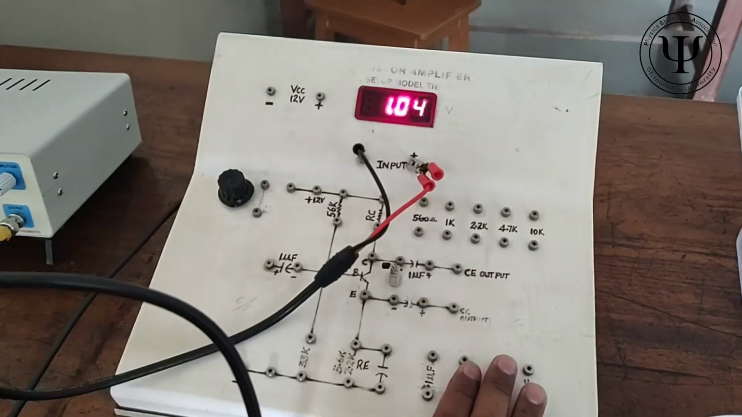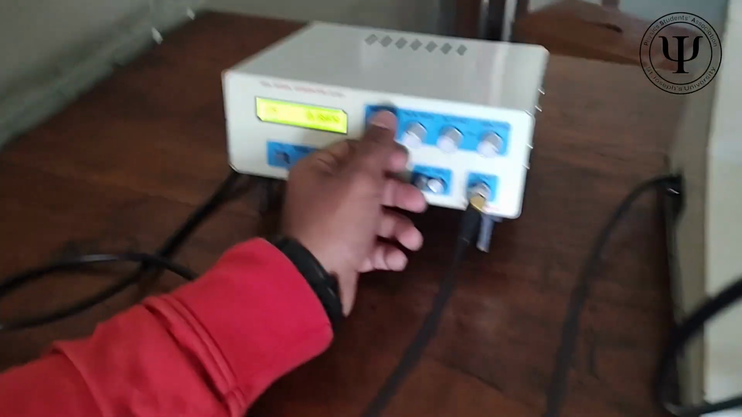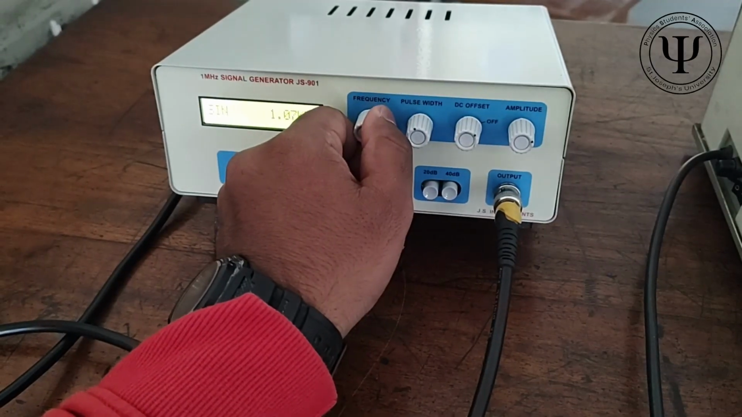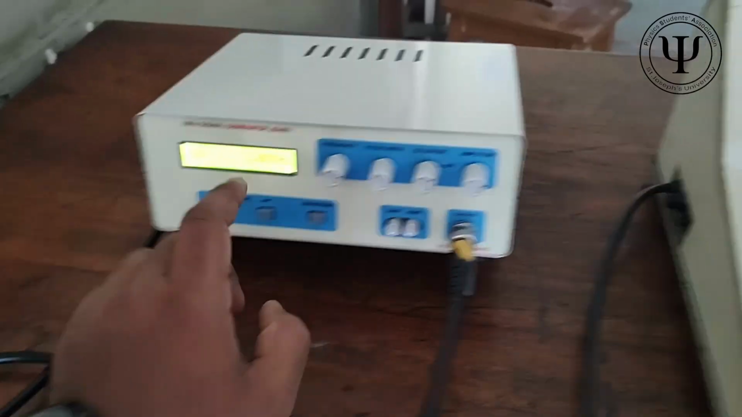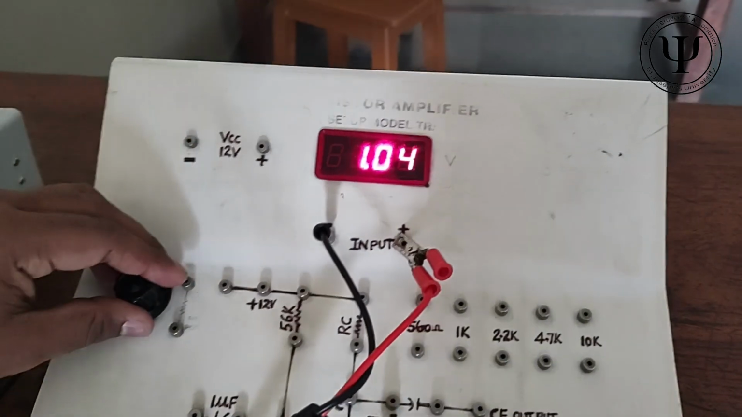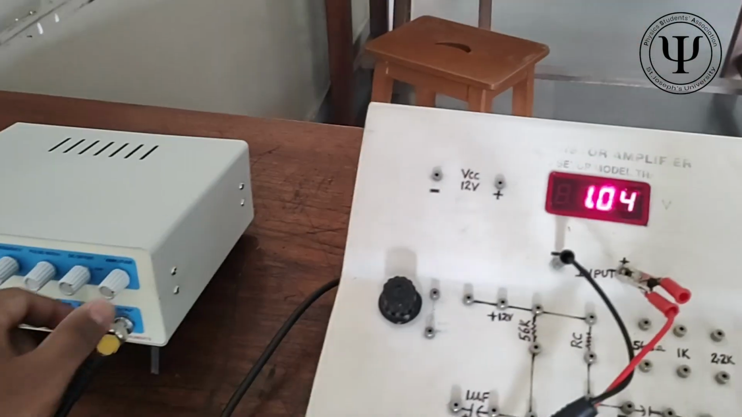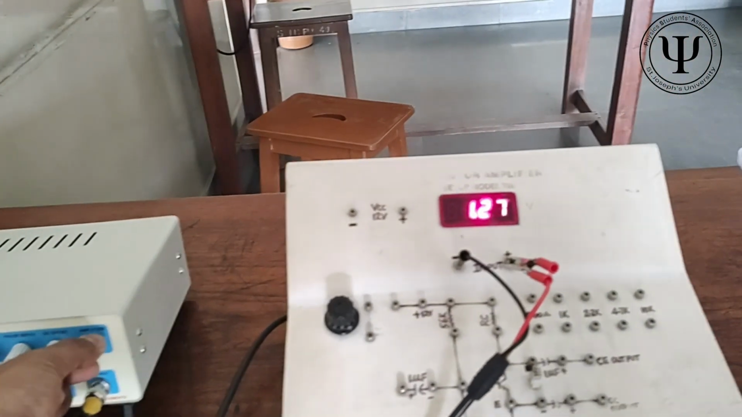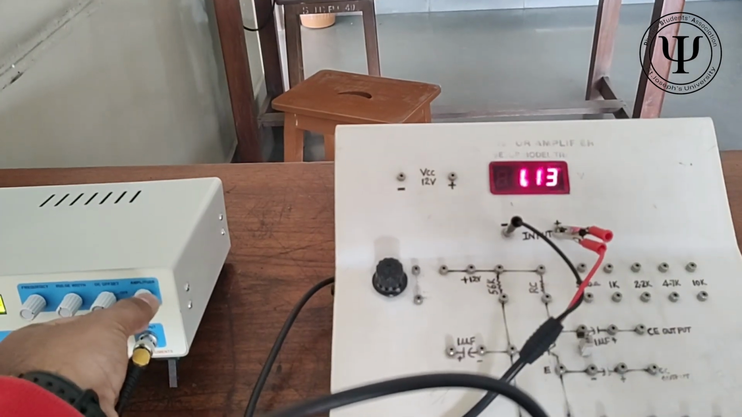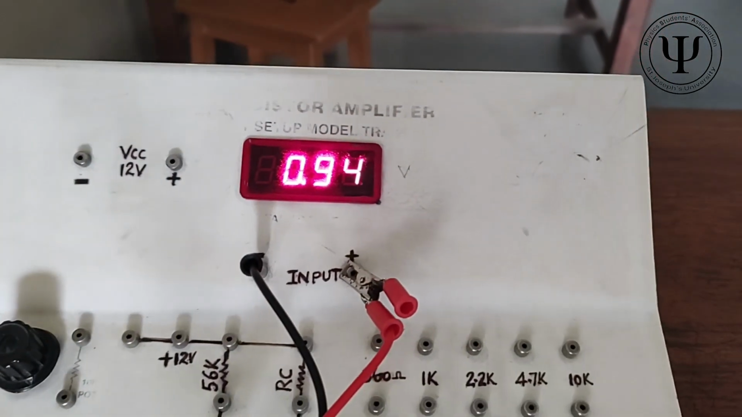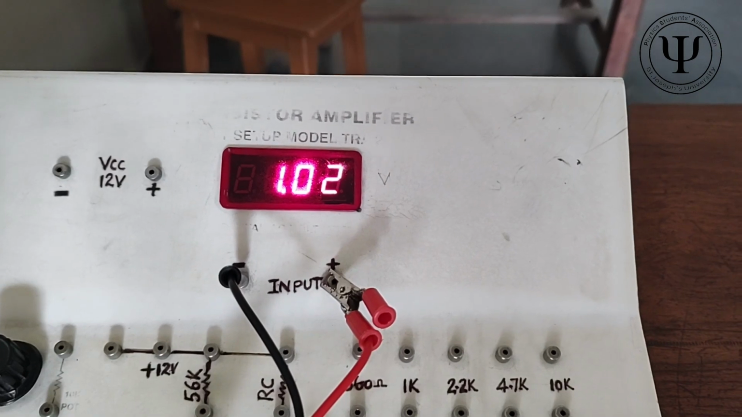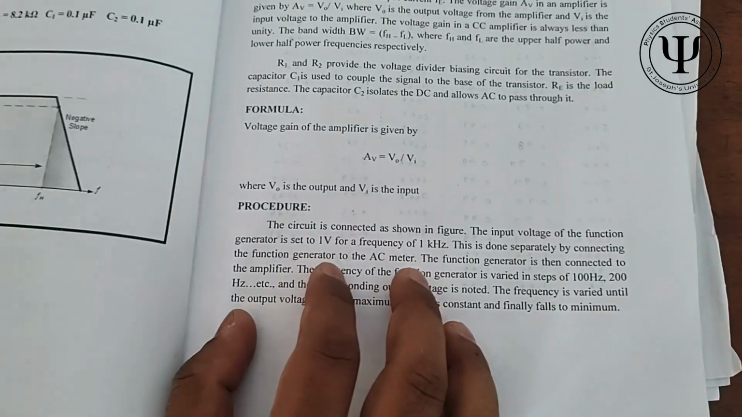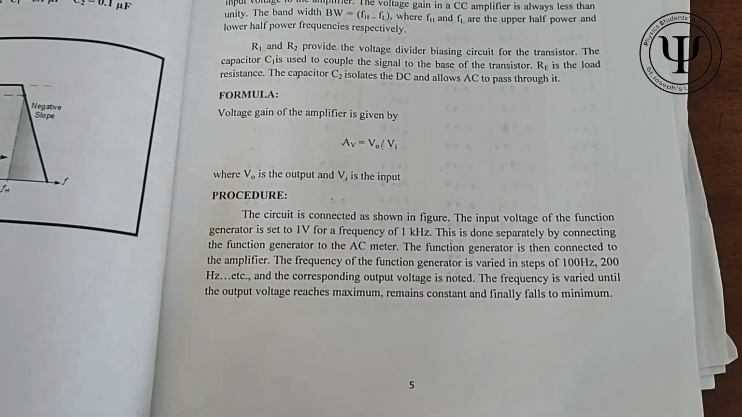Now once we switch this on, initially we have to take a frequency of 1 kilohertz. Okay, and with 1 kilohertz the corresponding voltage has to be 1 volt. In case it's not 1 volt, you have to change the amplitude, right? When you change the amplitude, you see the voltage is changing. So you use this amplitude dial and change the voltage to exactly 1 volt. These values, 1 kilohertz and 1 volt, are written in the book.